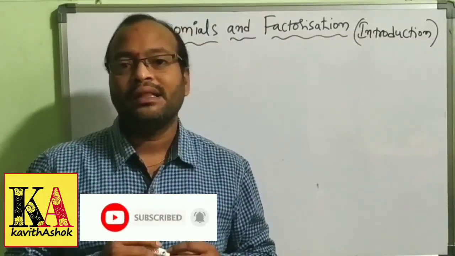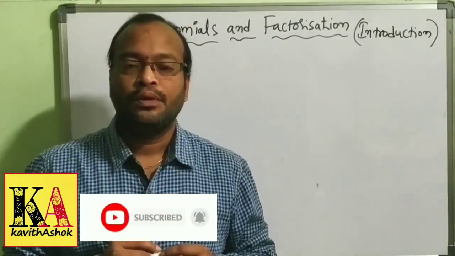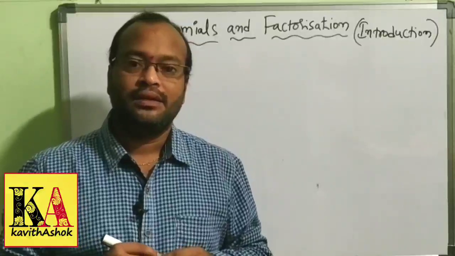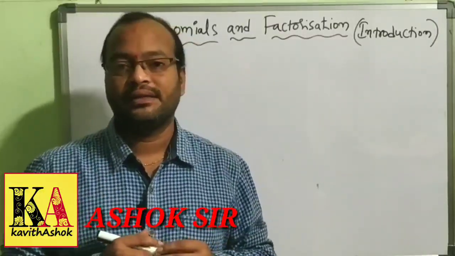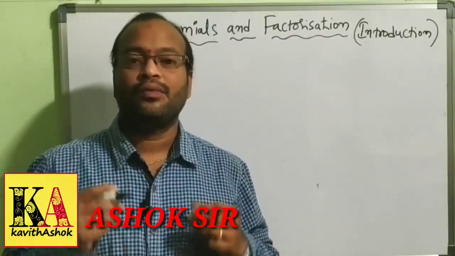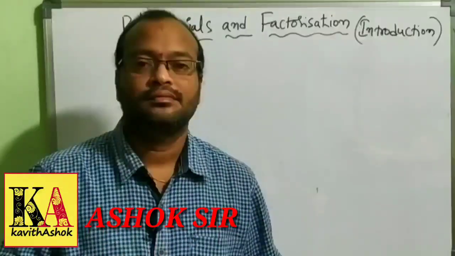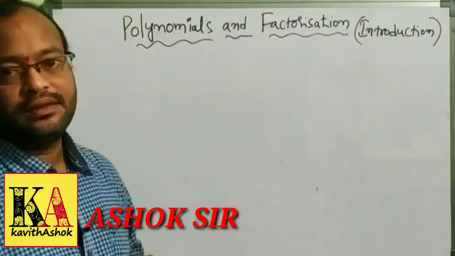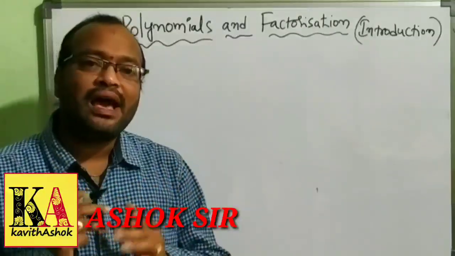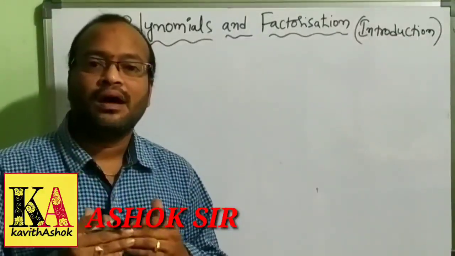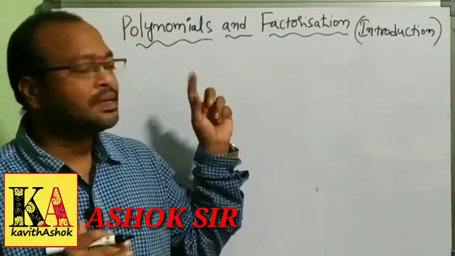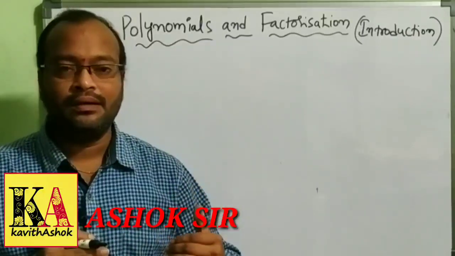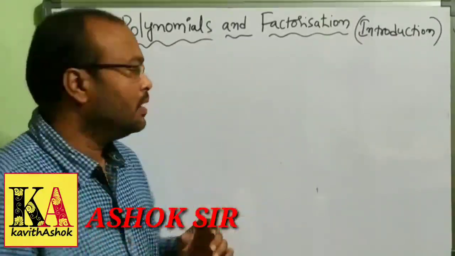Today we are taking the 9th class chapter 2, Polynomials and Factorisation, introduction. Don't miss the introduction. If we miss the introduction, we will lose the total chapter. Right. So, polynomials and factorization. First, we will discuss when an algebraic expression becomes a polynomial. Later, one by one, we will divide the types. Okay. Look at here now.